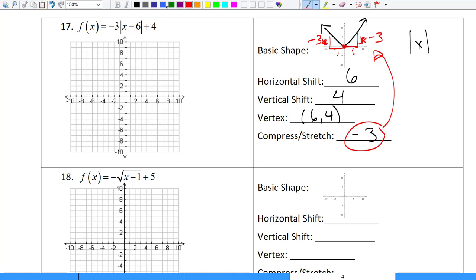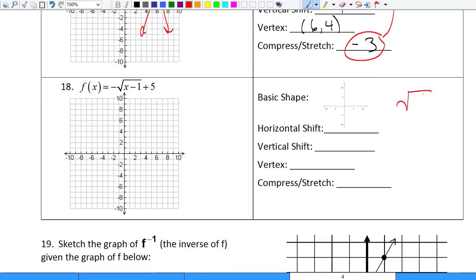So my vertex happens to be positive 6, positive 4. Okay. So instead of going right 1 and up 1, which I normally would have, I'm going to go right 1 and down 1, 2, 3. Instead of going left 1 and up 1, I'm going to go left 1 and down 1, 2, 3. And there I can graph my absolute value. Notice it's pointing down because it's negative, and it's skinnier than it normally would have been because that's stretched.